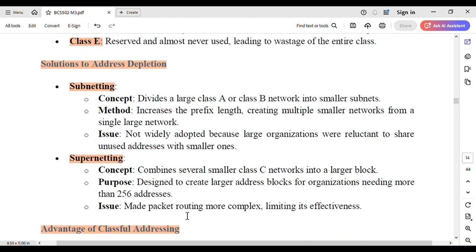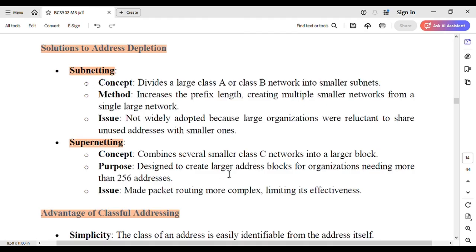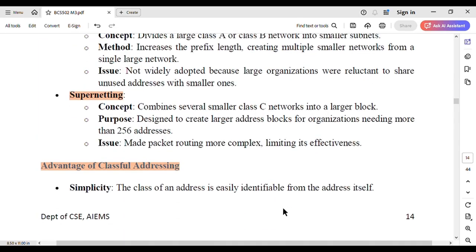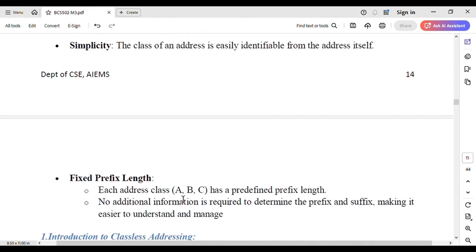Moreover, there is the concept of supernetting, which combines several smaller class C networks into larger blocks. The purpose is to create large address blocks for organizations needing more than 256 addresses. The issue is that it makes packet routing more complex, limiting its effectiveness. Some advantages of classful addressing: simplicity, as the class of an address is easily identified from the address itself. And fixed prefix length: each address class A, B, C has a predefined prefix length. No additional information is required to determine the prefix and the suffix, making it easier to understand and manage.